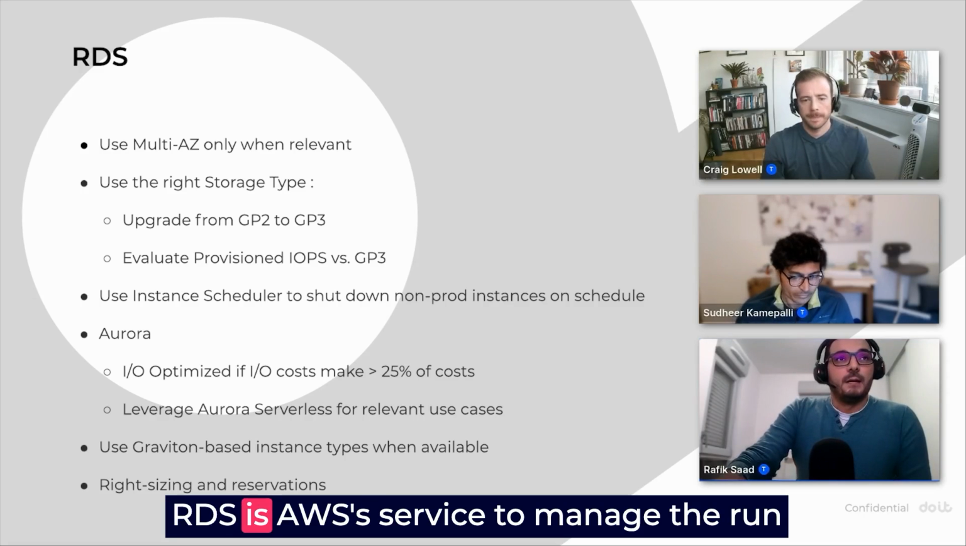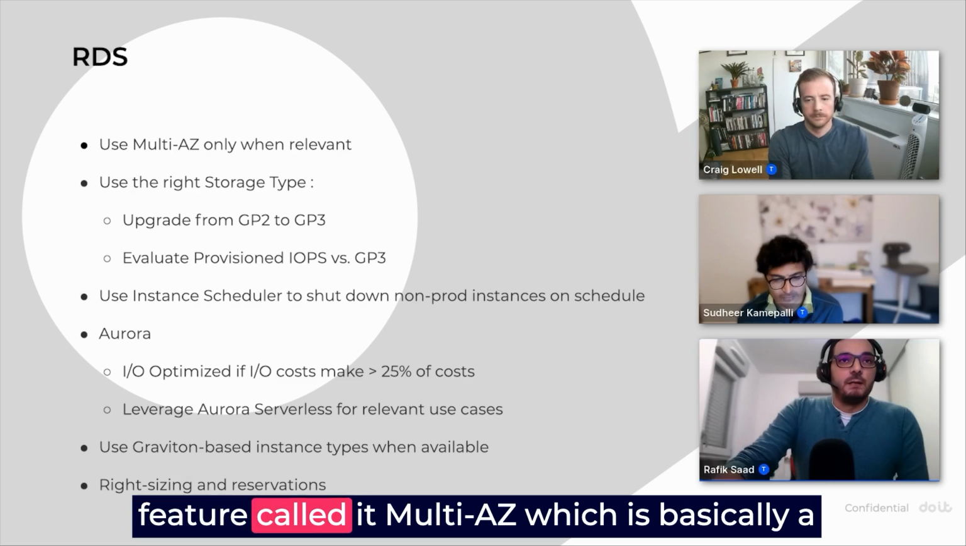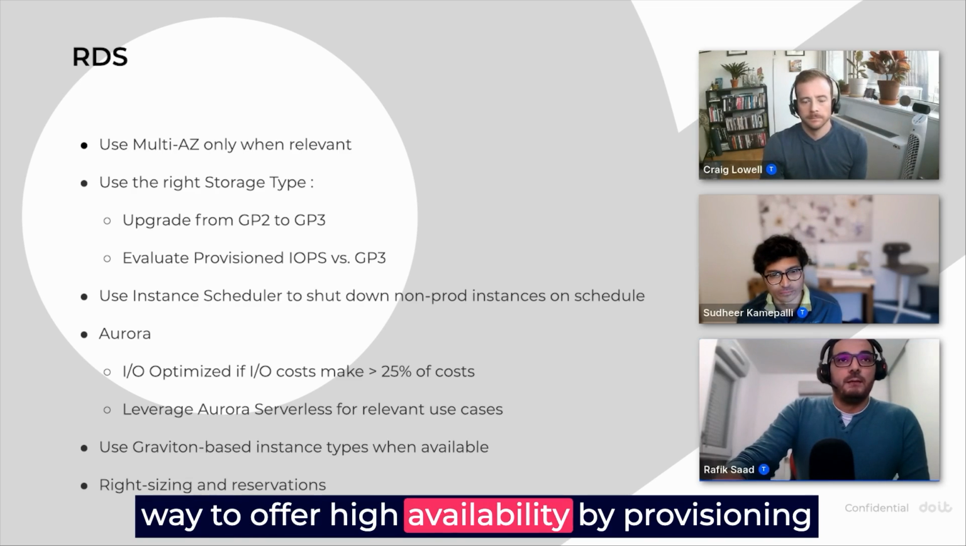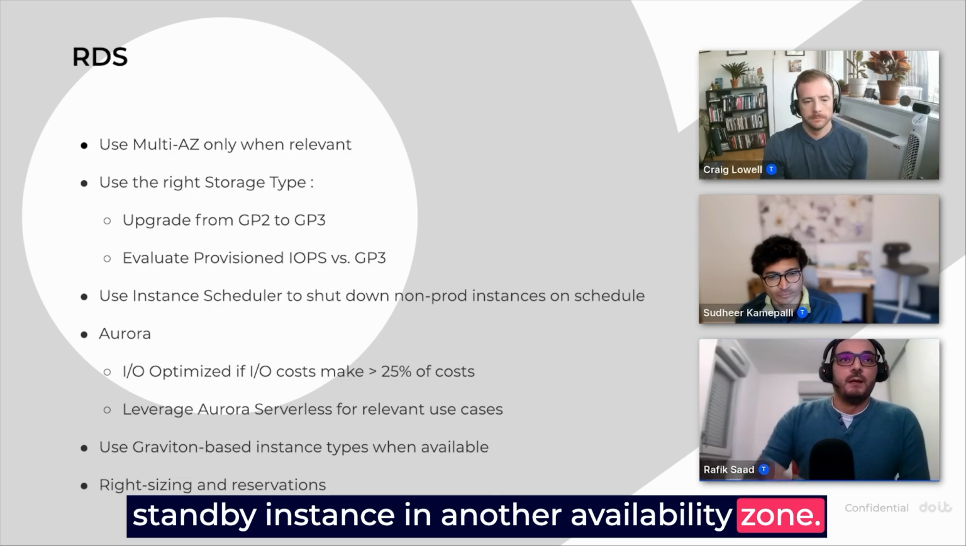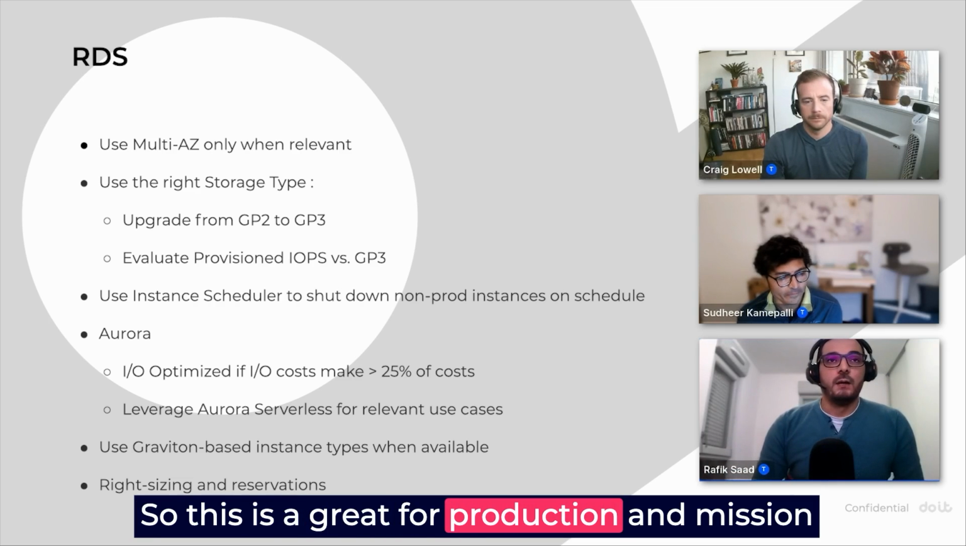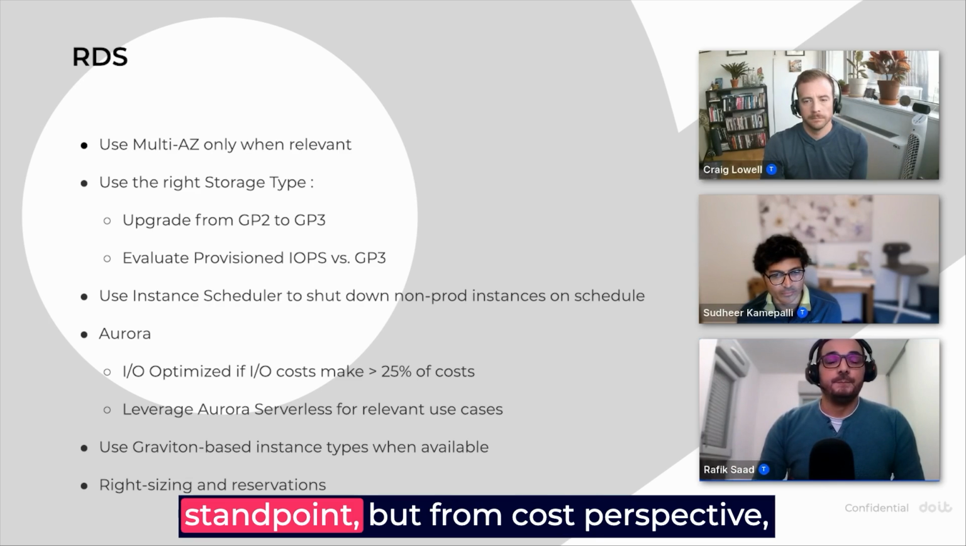So RDS is the AWS service to manage relational database services, and it has a feature called Multi-AZ, which is basically a way to offer high availability by provisioning a standby instance in another availability zone. This is great for production and mission critical use cases from a high availability standpoint.